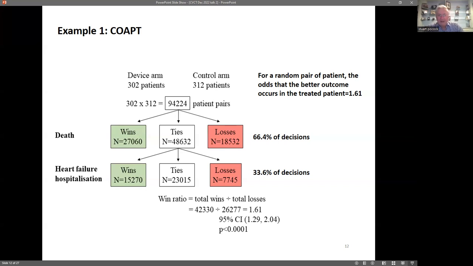People ask, what does the win ratio mean? It is, as I put in the top right of the slide here, for a random pair of patients, the win ratio is the odds that the better outcome occurred in the treated patients, in those where they were not tied. So looking at those where there was not a tie, the odds that the new treatment did better is 1.61, and that's what the win ratio means. Next slide, please.